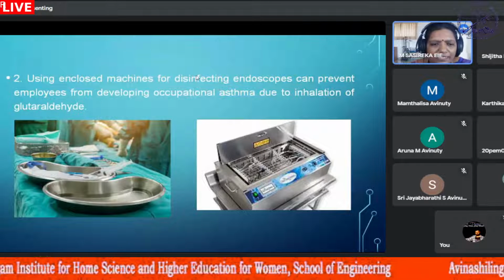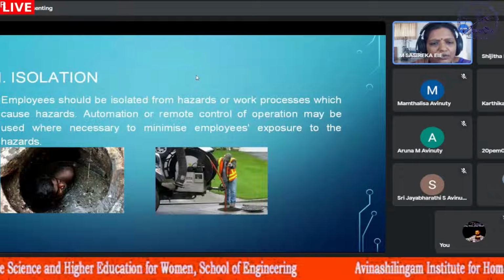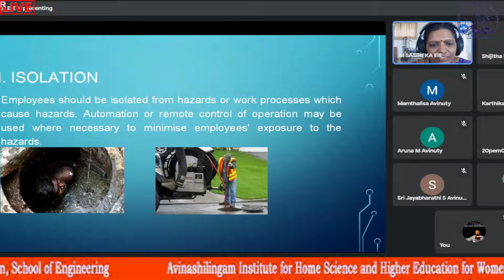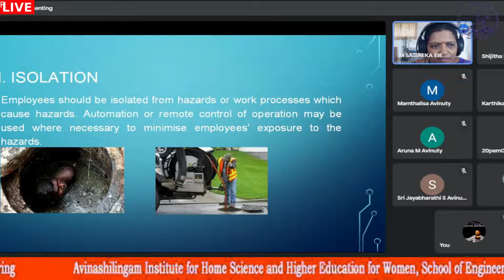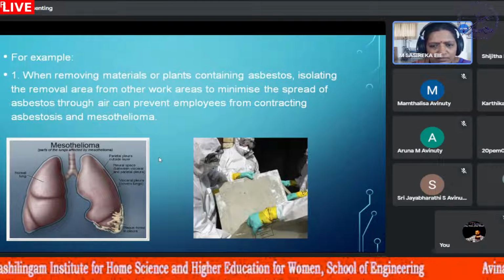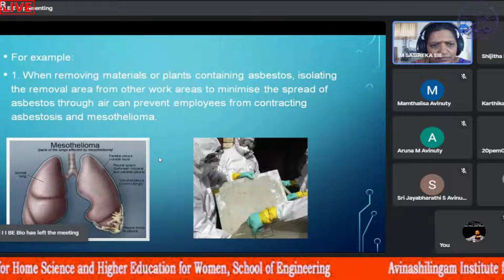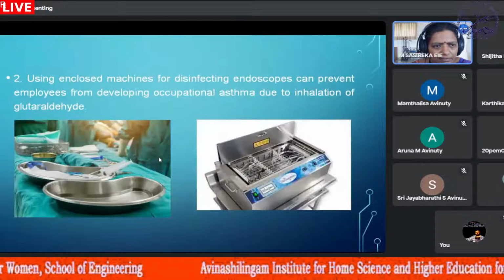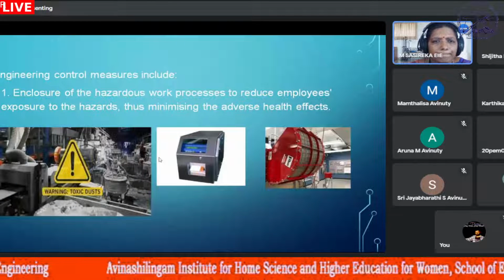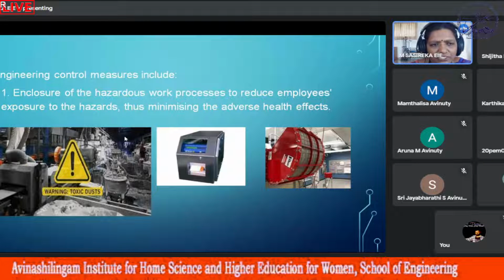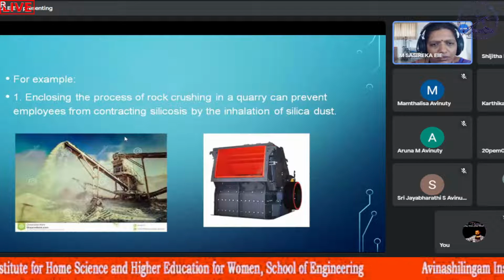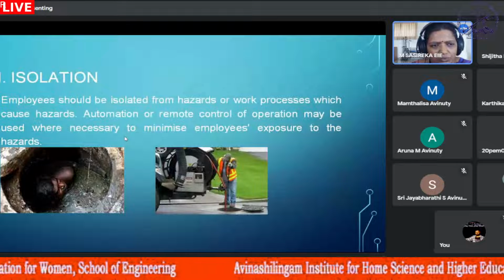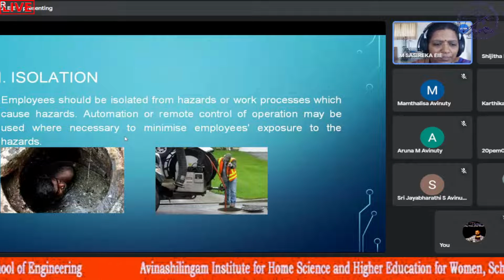Okay, so enclosed materials, those which are infectious, you can replace with the isolation method, and you can replace the employee with a machine. So under engineering control, you can cover or use enclosed machines, and the next one is isolation. You can be separated from that environment.